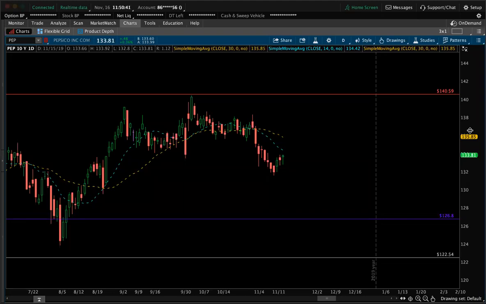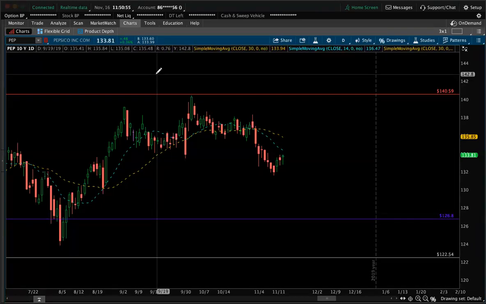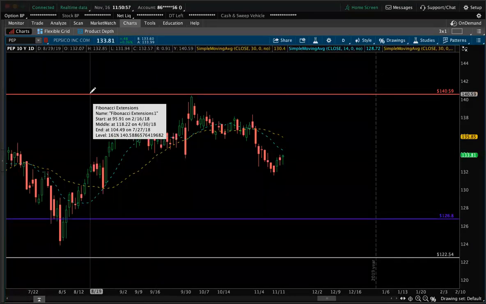I'm still tweaking it as it goes on until it becomes something that is legit. Nothing's literally legit. It just works when it works. So now I'm going to take my retracement, and I'm going to draw from the high. So the red bar showing 140.59. I'm going to use that red bar.